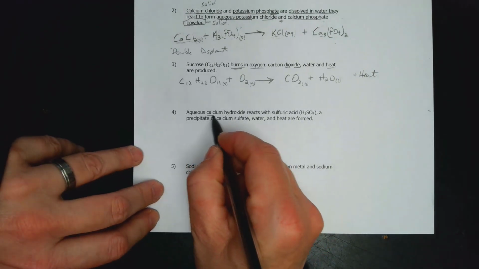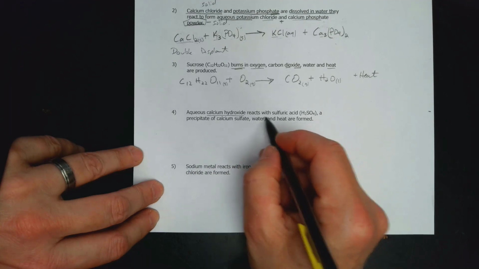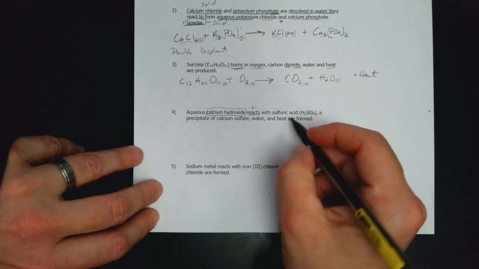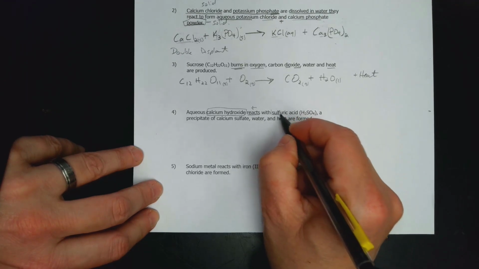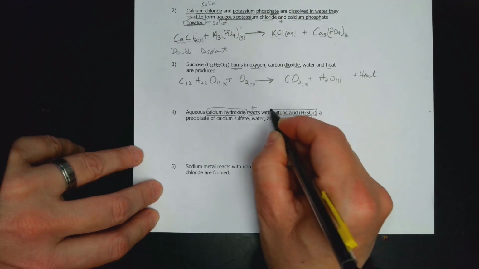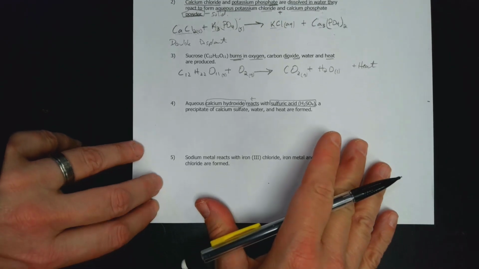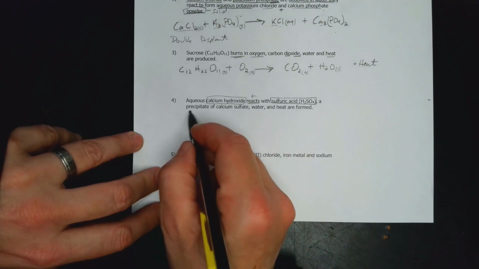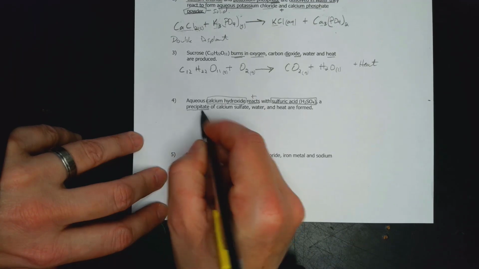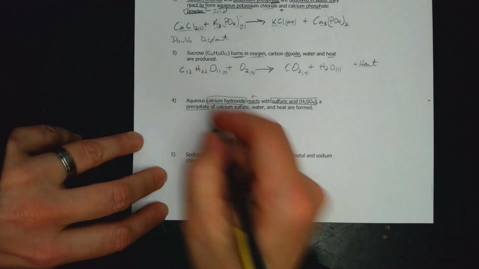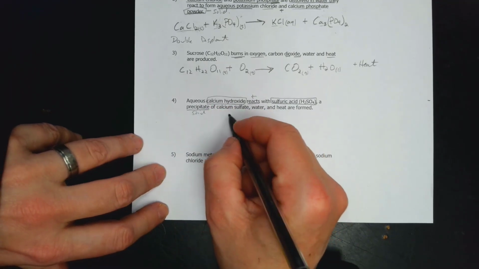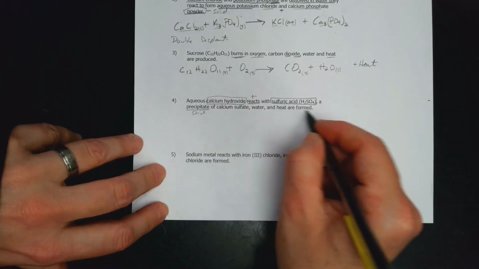Aqueous calcium hydroxide reacts with, so that's one of my reactions, reacts, which is another way of saying plus sign, sulfuric acid, and they do give you the formula, but I will show you where on your periodic table you can find the sulfuric acids. A precipitate, there's that word again, which is another way of saying solid, precipitate of calcium sulfate, and water and heat are formed.